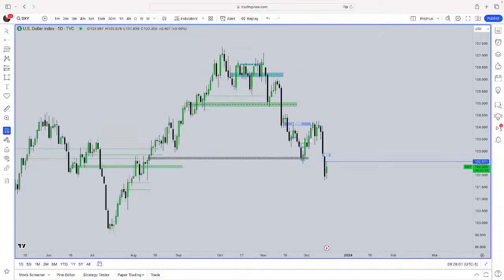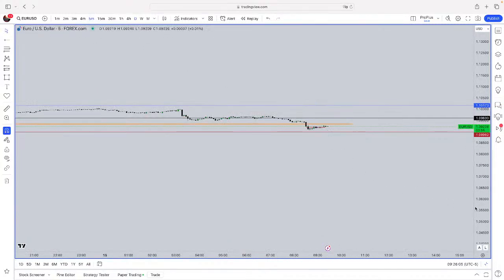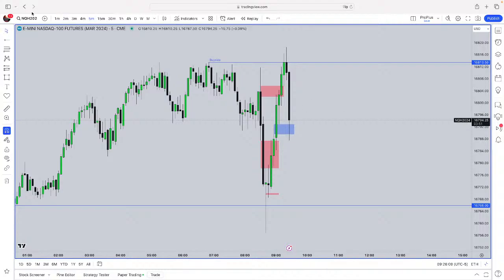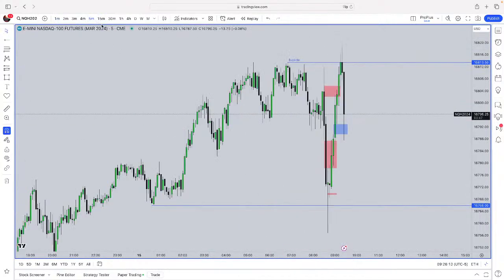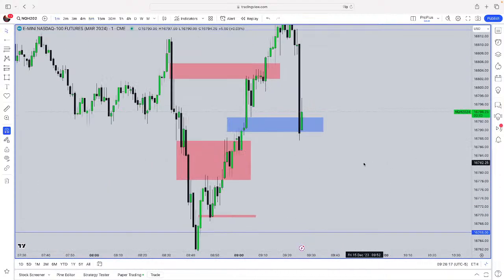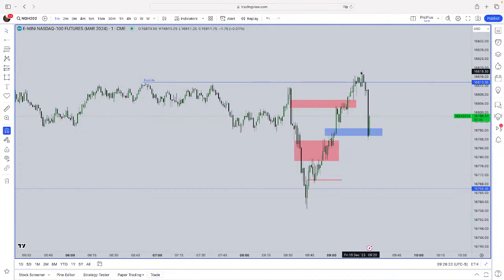So let's go on the lower time frames again. Let's see what's happening. Look how price reacted to taking that buy side here. Absolutely dropped there.